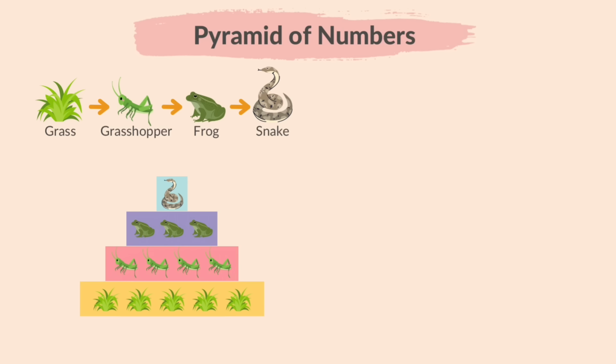There is plenty of grass, so the width of the bottom level will be long. Generally, the larger an individual organism is, the less of them there are. So as you go higher up the food chain, the animals get larger and so the width of the box gets smaller. A pyramid of numbers will not always give a pyramid shape.